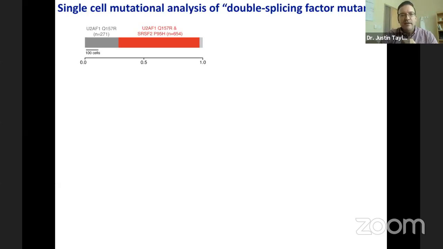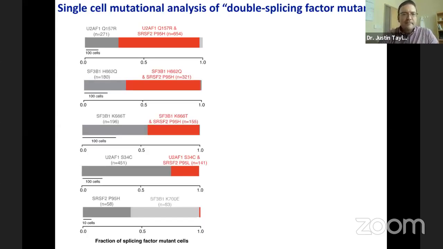So we can here presume that the U2AF1 mutation occurred first, followed by acquisition of the SRSF2 mutation. And they are indeed occurring in the same cell. And these are more examples. Actually, a theme that came up was that the SRSF2 mutations tended to occur following the other spliceosome mutation in these patients that we sequenced in these examples here.